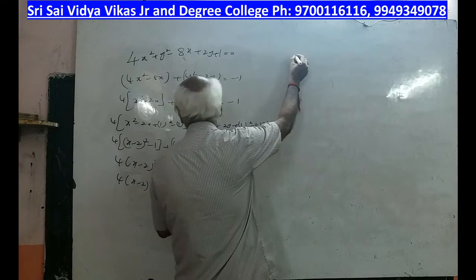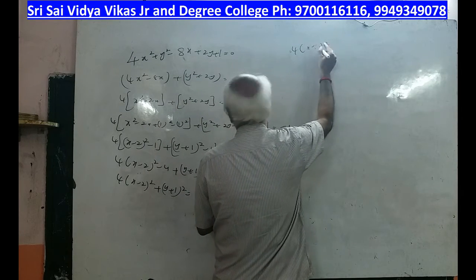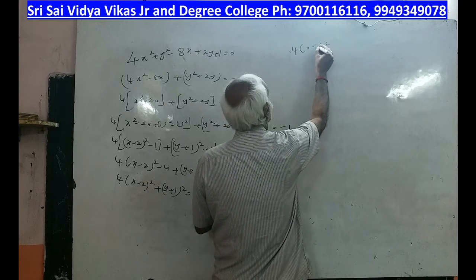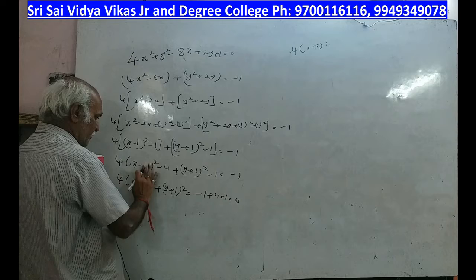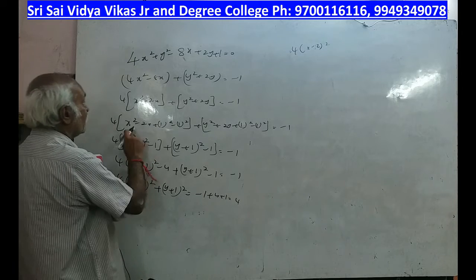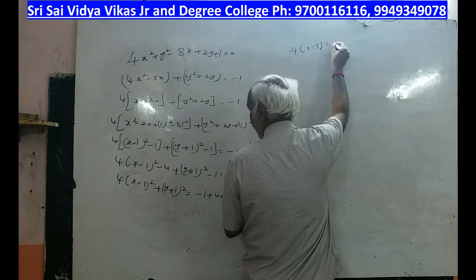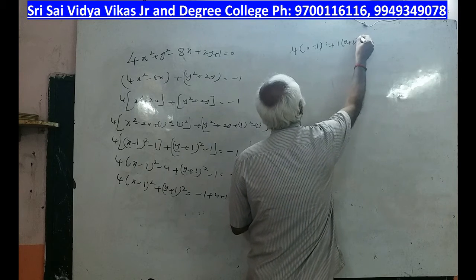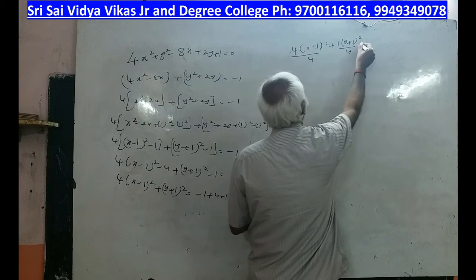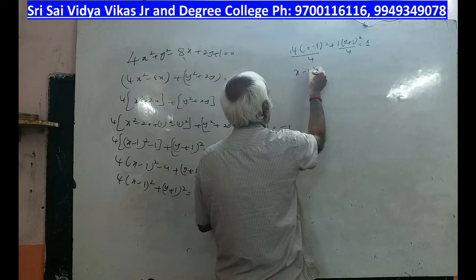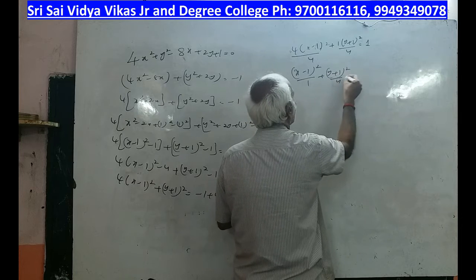4. Now we divide. 4(x − 1)² — this is (x − 1)², sorry, here x² − 2x, so (x − 1)² — plus 1 into (y + 1)² by 4. Here also 4 by 4 is equal to 1. So what is that we get? (x − 1)²/1 + (y + 1)²/4 is equal to 1.